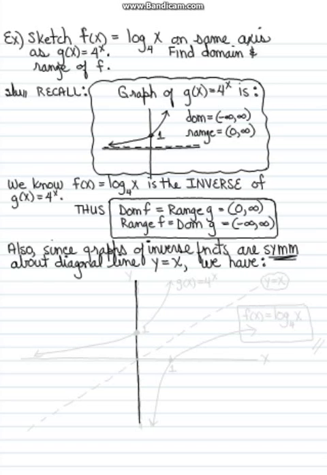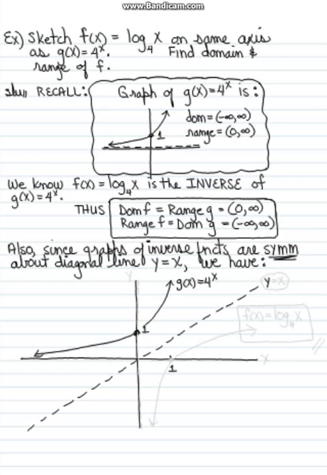We'll draw our y-axis and our x-axis. Here's the number 1 on the y and the x-axis. And so here's our exponential function, y equals 4 to the x. And it's asymptotic to the negative x-axis. Now here's our diagonal line, y equals x, around which these two graphs will be symmetric.